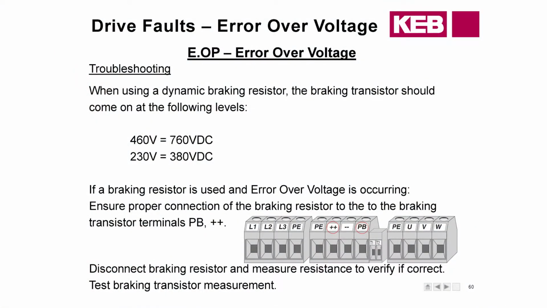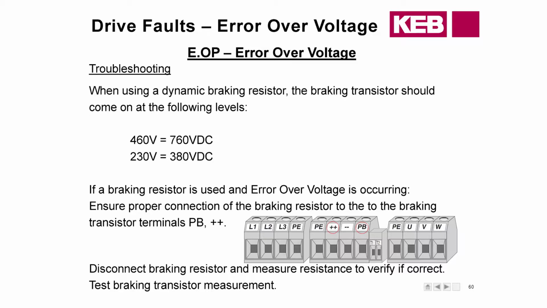The braking transistor is going to be on the plus and PB terminals. That's where your braking resistor should be connected. Do not connect the braking resistor to the plus and minus. That is a direct connection to the DC bus. You will burn out your resistors. The braking transistor is going to kick on at 760 volts DC for the high voltage, and at 380 for the low voltage. So this is the level at which the braking transistor will open, and extra DC bus voltage should be going across the resistor.